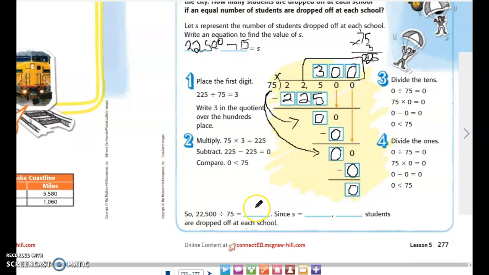And let's go ahead and fill that out. So 300 down here. So 22,500 divided by 75 is 300. So since S equals 300, 300 students are dropped off at each school. And that is how you divide greater numbers. Same steps that we've been doing all along, right?